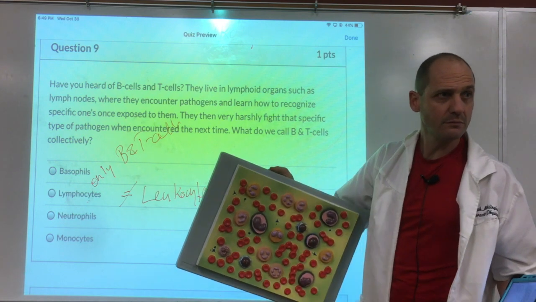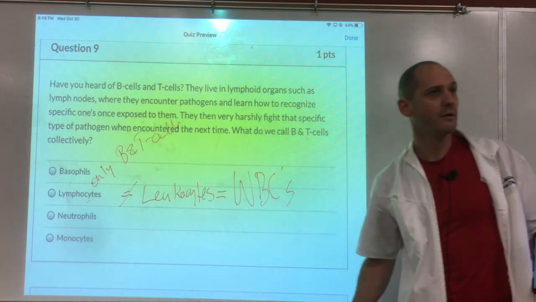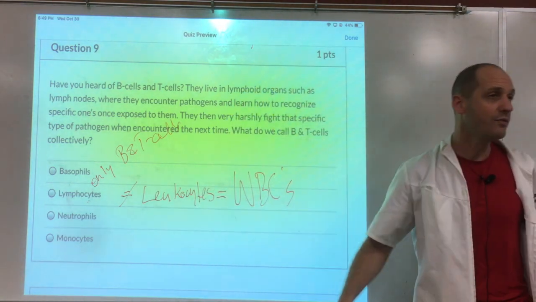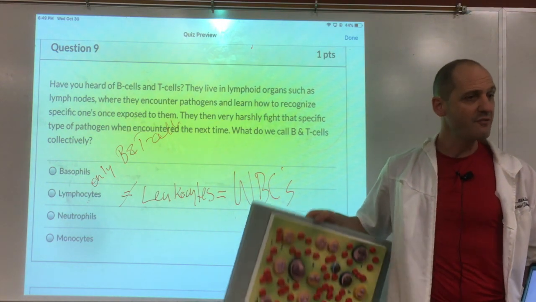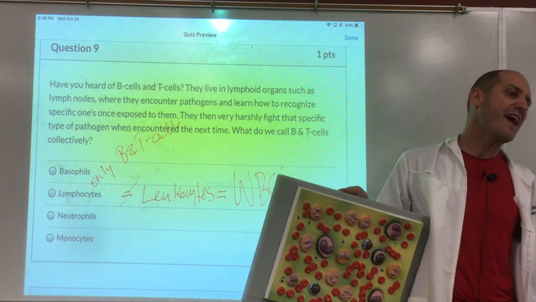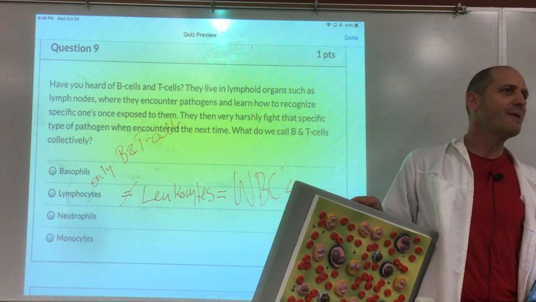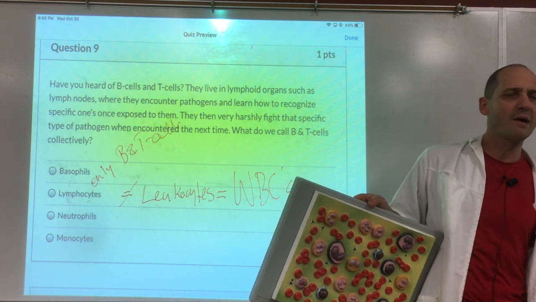Now, where's the white blood cell? They're all white blood cells. The white blood cells are all those five types. They don't look white, they just don't look red. The other ones are the red blood cells. So I think that's why we call them white blood cells.